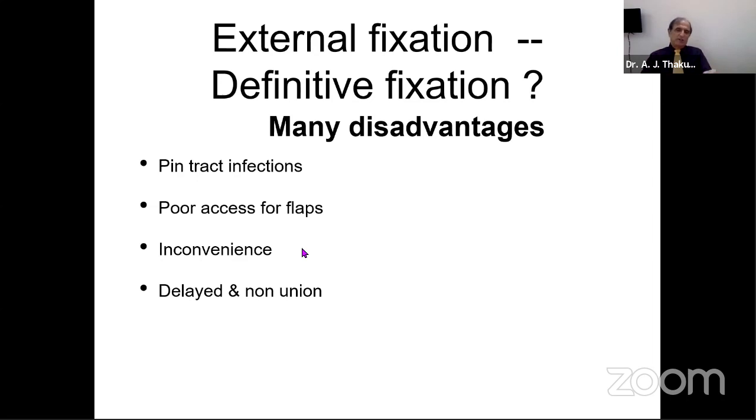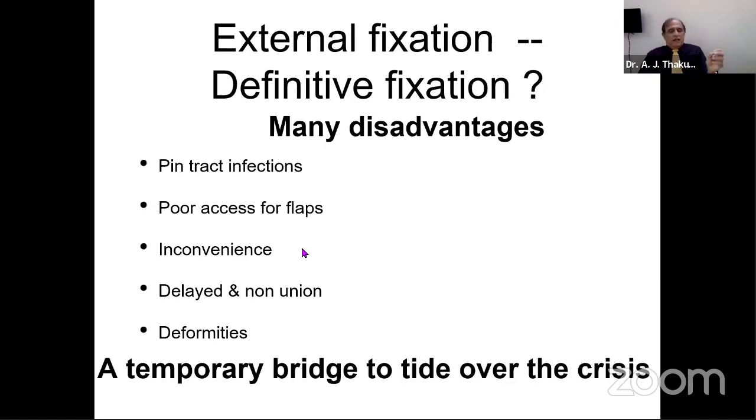So this is becoming less and less with our understanding of the relative and absolute stability. And deformities, if you don't manage your external fixator, the patient may land up in iatrogenic deformities, which is not a nice thing. But as a temporary bridge to tide over crisis, it is a wonderful thing, a wonderful innovation, invention, and it has saved hundreds of lives.